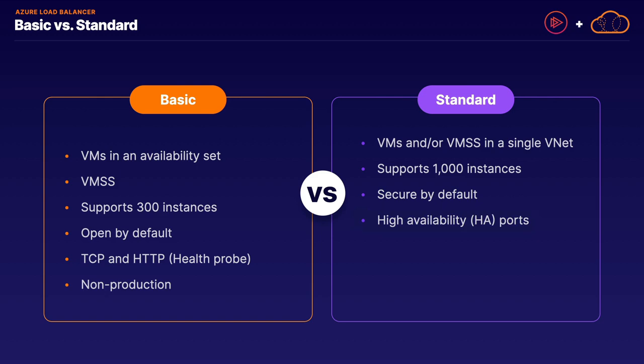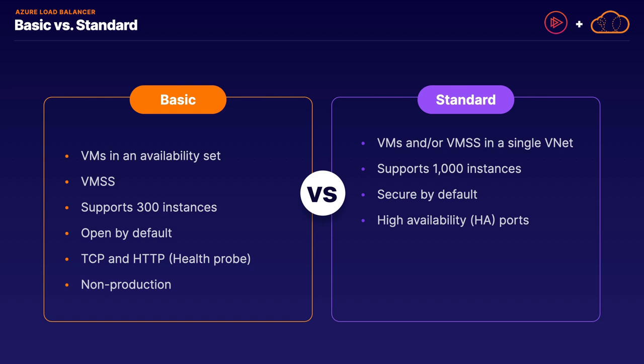For our standard SKUs, we also have something known as HA ports, and these HA ports are used to open up all ports for load balancing to those resources in our backend pool. And a common use case for this is whenever we have network virtual appliances, we want to be able to balance all ports to all of those network virtual appliances so that we can allow traffic to be highly available and serve the requests that are coming in through that standard load balancer.